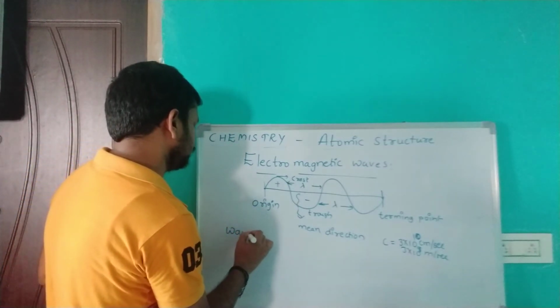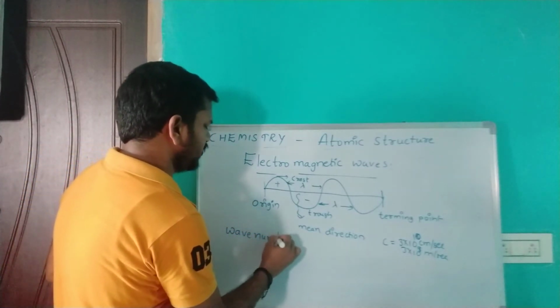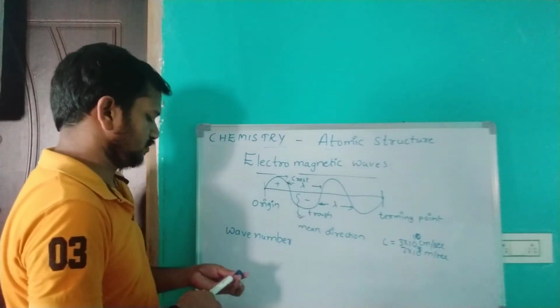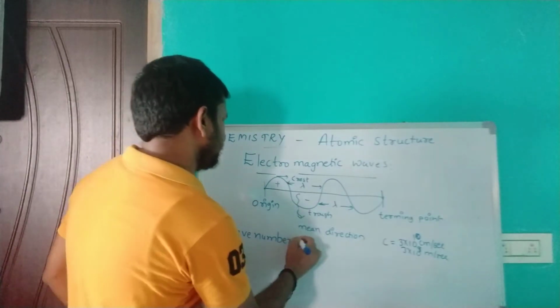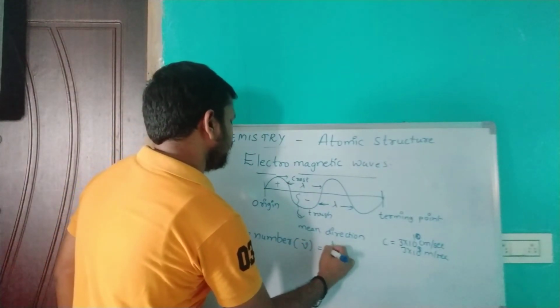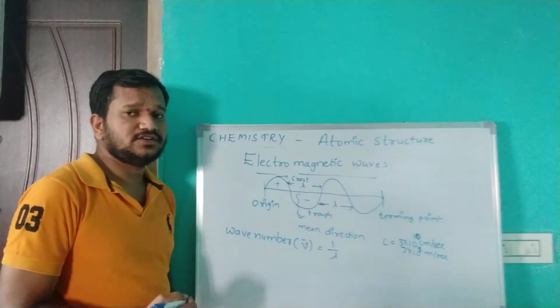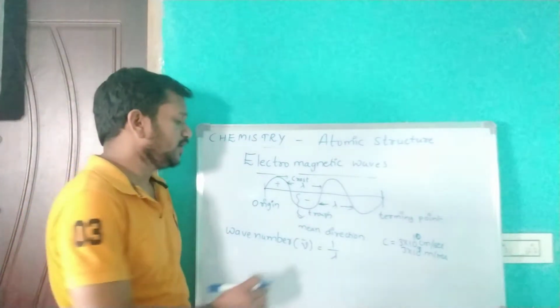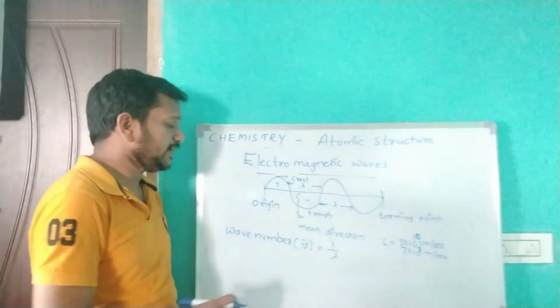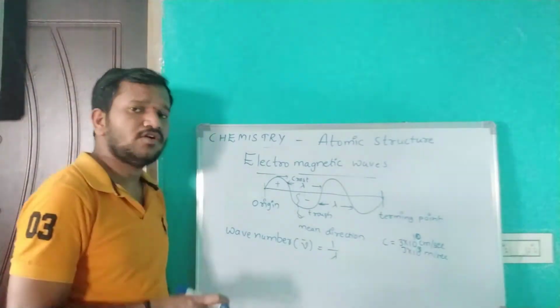Wave number depends on wavelength. Wave number is the reciprocal of the wavelength. Wave number is represented by nu bar. Nu bar is equal to 1 by lambda. It is the reciprocal of wavelength.